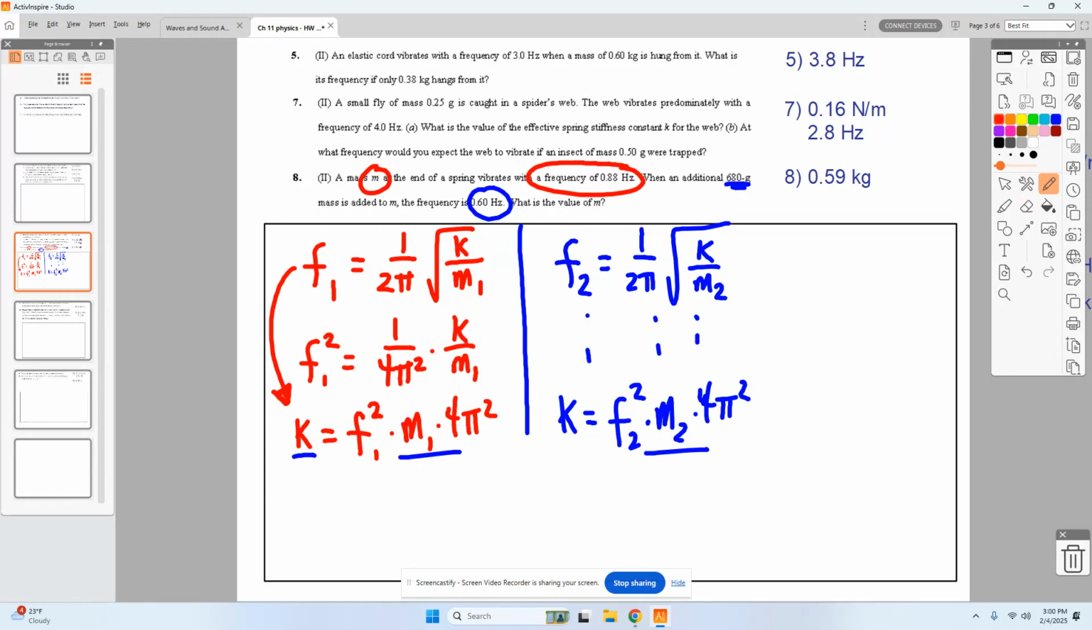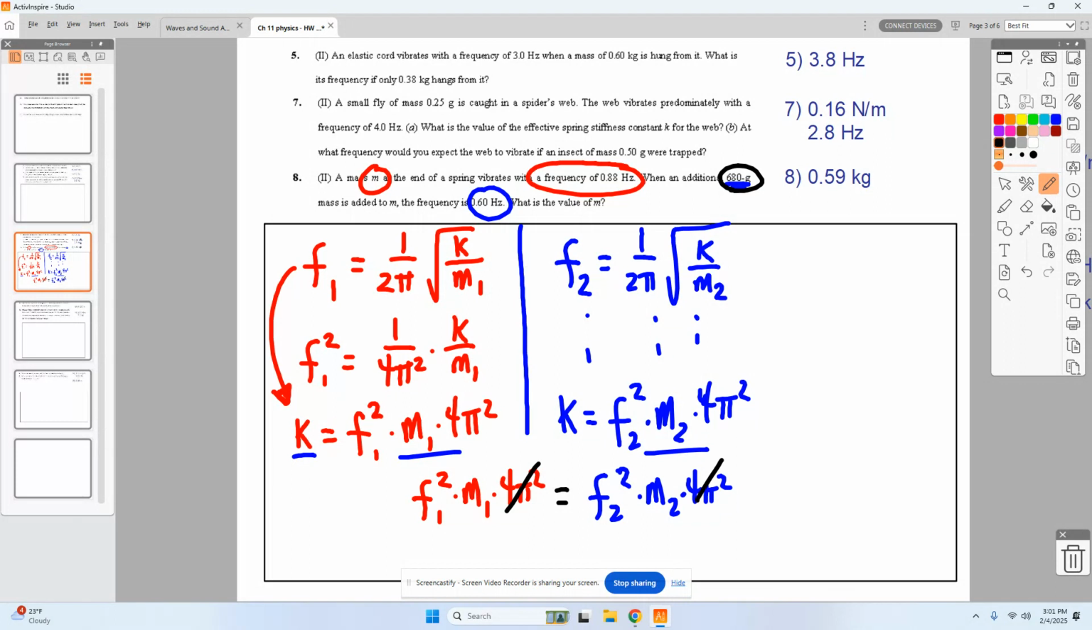I'm going to stay with red for this side. F1 squared times M1 times 4 pi squared must be equal to F2 squared times M2 times 4 pi squared. Since I set them equal to each other, I can see that the 4 pi squareds will reduce out. And I see that F1 squared times M1 is equal to F2 squared times M2. Let's now replace M2 with the fact that it's really just 680 grams more than M1, and see where that solution goes.